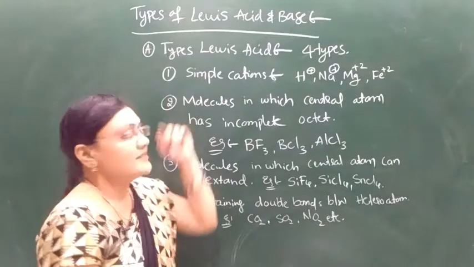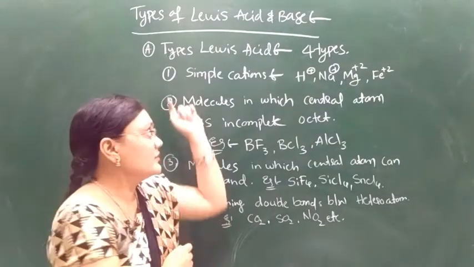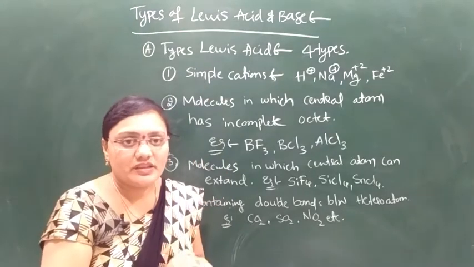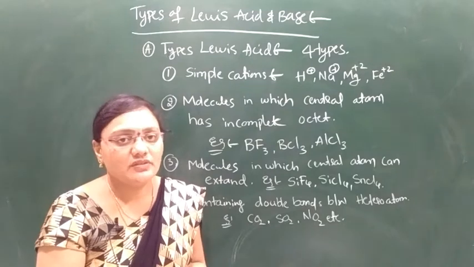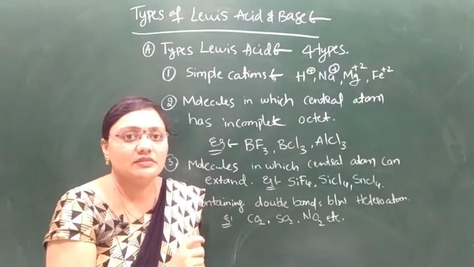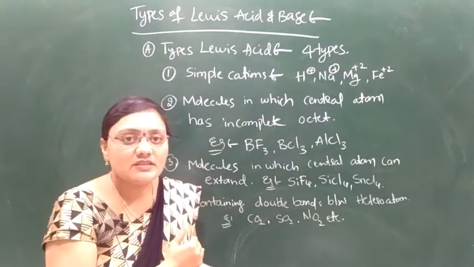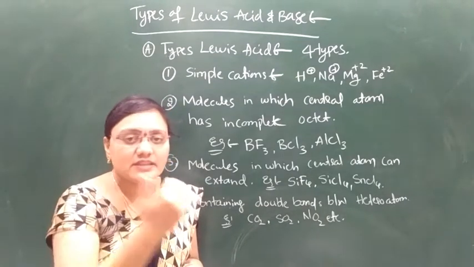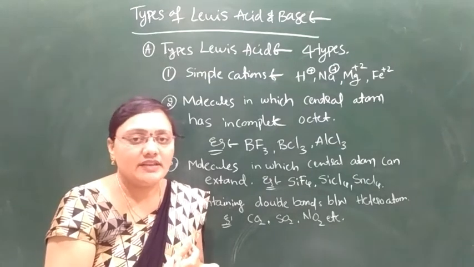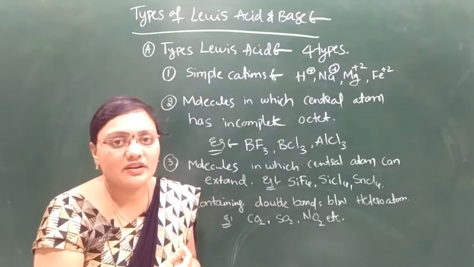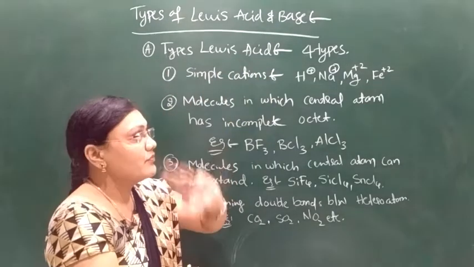Okay, these are Lewis acids and bases. Now classify the Lewis acids and bases. First of all, discuss the types of Lewis acids. Lewis acids are divided into 4 types. First, the definition: what is a Lewis acid? The chemical species which can accept a pair of electrons, forming a coordinate covalent bond, is called a Lewis acid.